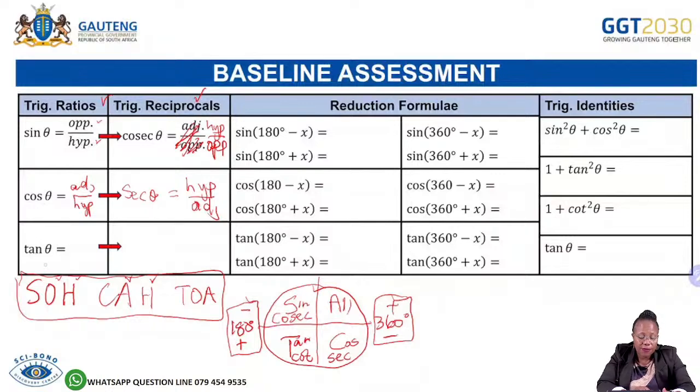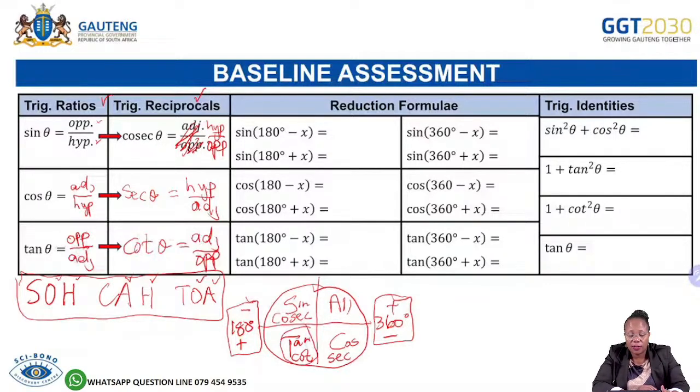And then the tan of theta is opposite over adjacent from your SOHCAHTOA. And then what is the inverse of a tangent now? It's a cot. And if it's a cot of theta, if tangent is opposite over adjacent, the reciprocal will be adjacent over opposite. As easy as that, grade 12. And then now let's move to the reduction formulae.